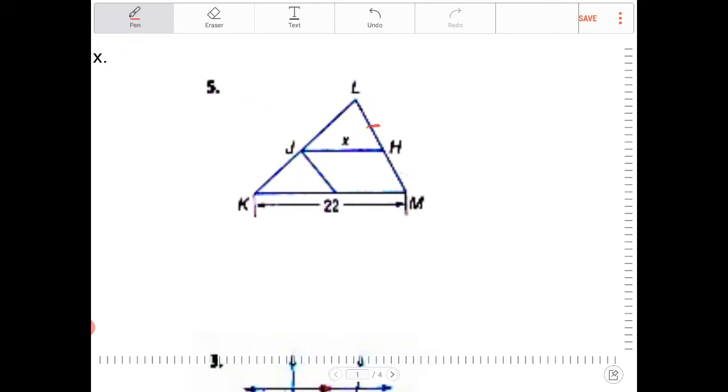Again, JH is a mid-segment, so these segments are going to be broken up in that manner. And if you look at this, if we call this Y, then the overall must be 2Y. And if this is X, then 22 is equal to 2X, because the small triangle JLH is going to be half the size of KLM, or a dilation of 1/2. Or you can think of KLM as a dilation of 2 of triangle JLH. So therefore X is equal to 11.